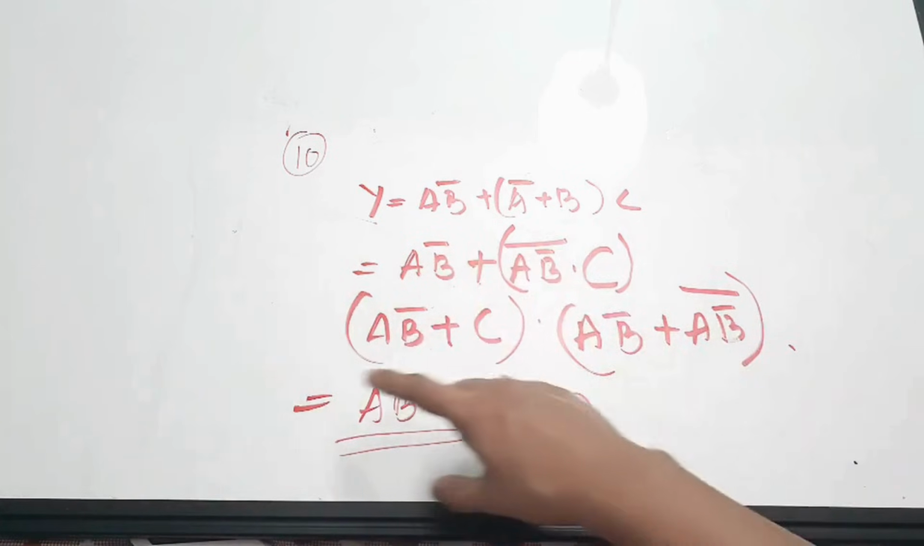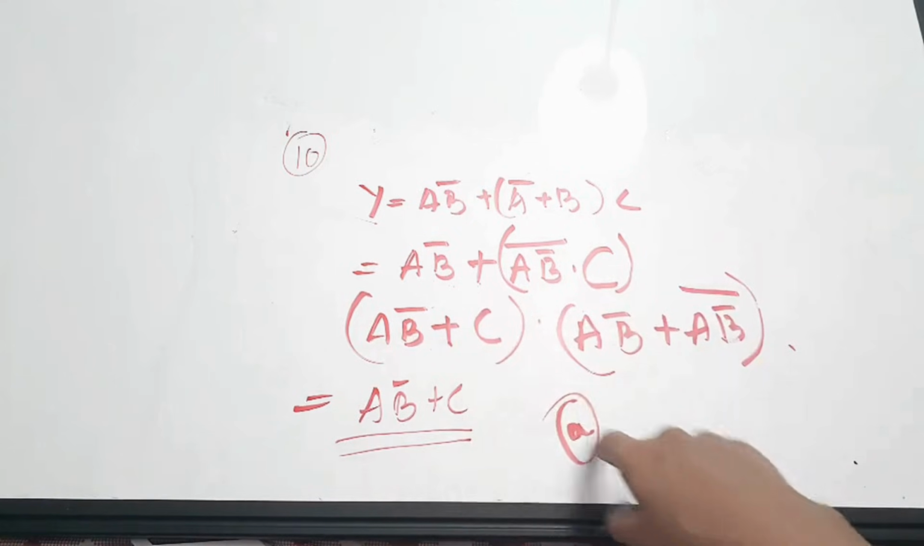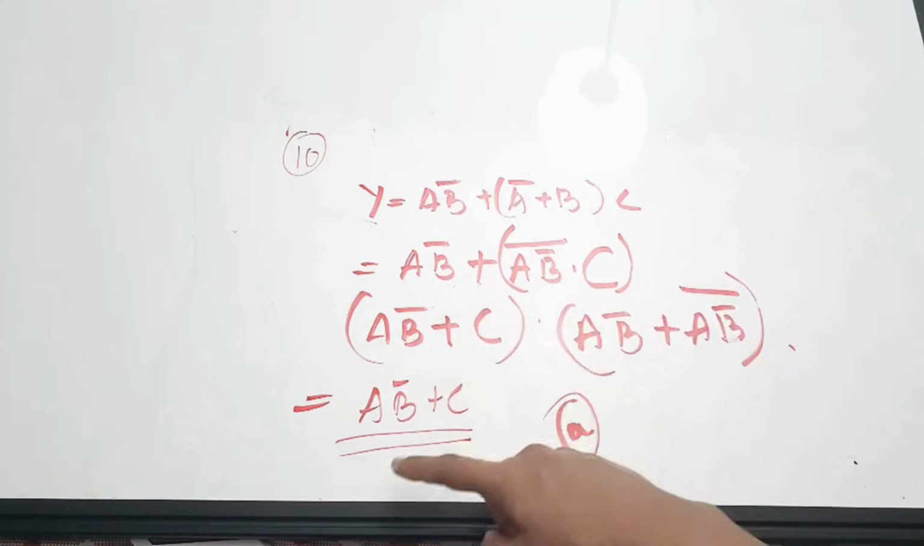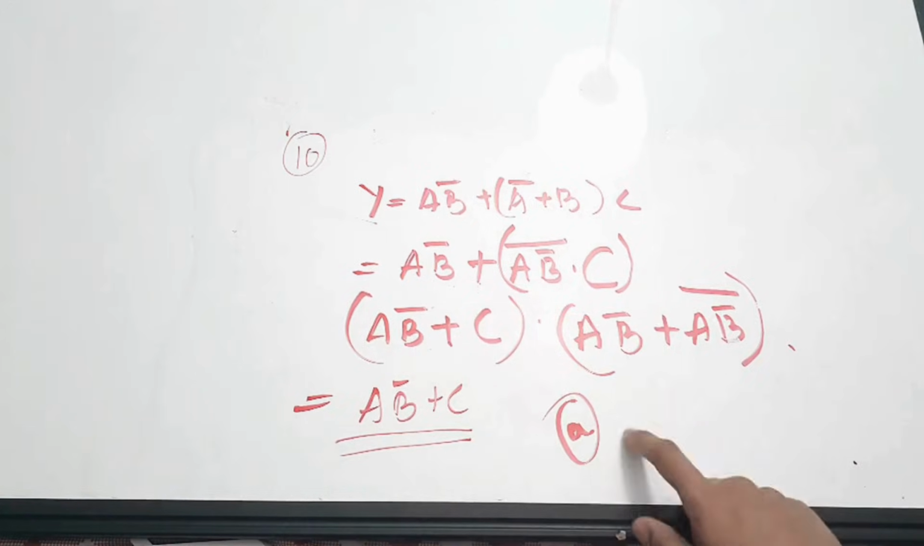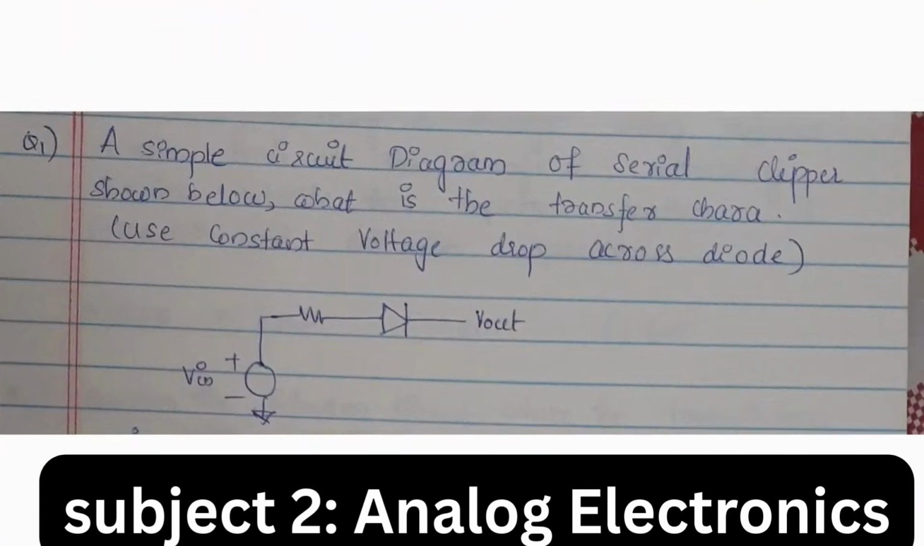So this term is 1. This term you will get as, that is the answer. A, B complement plus C is your answer. So the correct answer is option A. Okay, so these are the 10 questions which I will include in this video. Let's see the 10 questions.